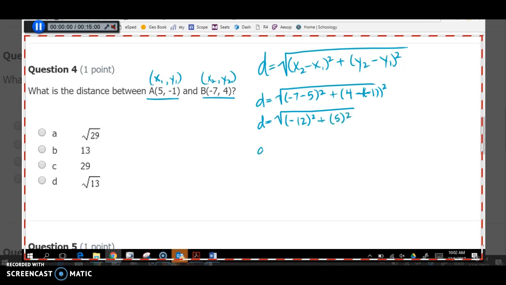squared. Distance equals the square root of -12 times -12 is 144, plus 5 times 5 is 25. So the distance equals the square root of 169, which is actually a perfect square. When you take that square root, you get the distance equals 13. Option B.